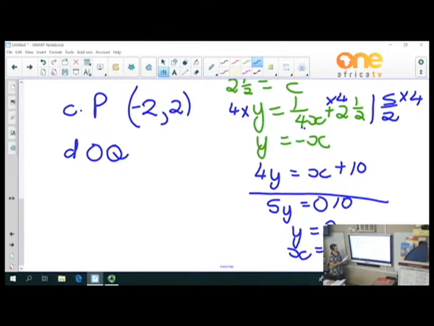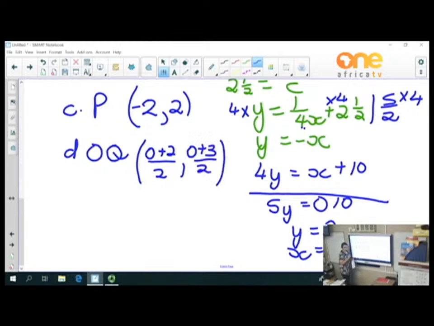What is the midpoint formula again? 0 plus 2 divided by 2, and then 0 plus 3 divided by 2. This must be our OQ. It goes through the points (0, 0) and (2, 3). Now, which is then 1.5. Okay, and now we come to the last part, the equation of the perpendicular bisector of OQ.